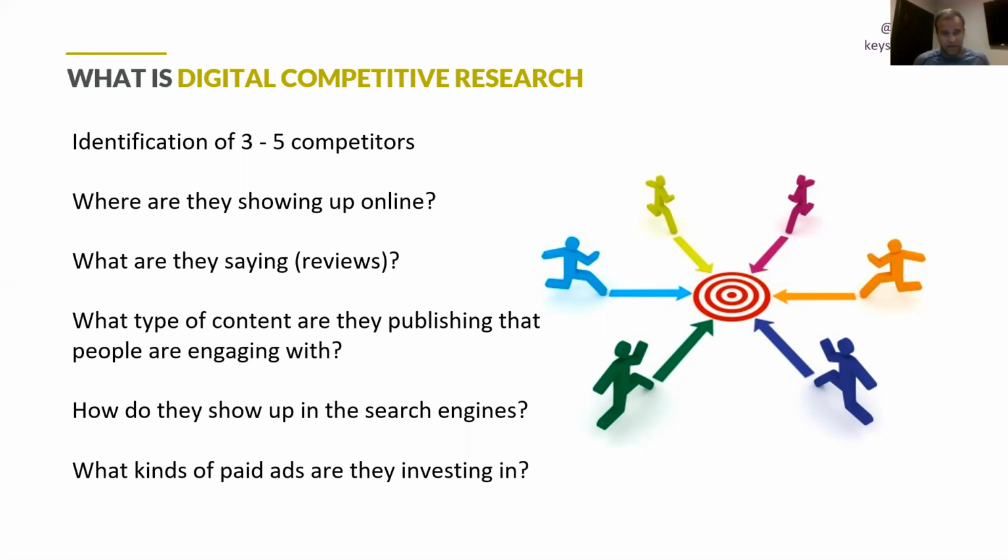Next, we look at what type of content they are publishing and how people are engaging with that. This is a really important part of the digital competitive research because this is where a lot of people's strategies come into place, thought leadership. What kind of blogs are people publishing? What are people pushing on their social medias?